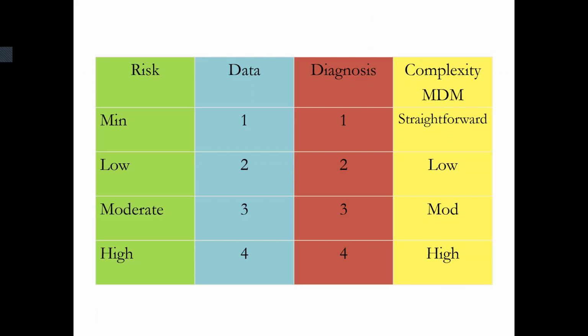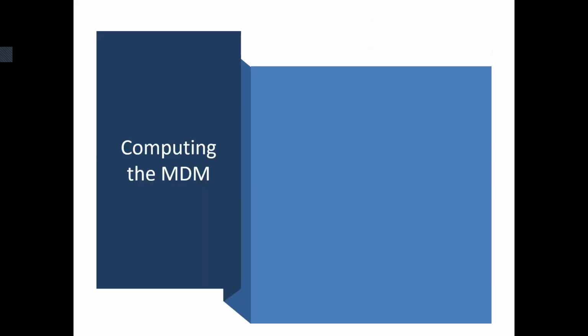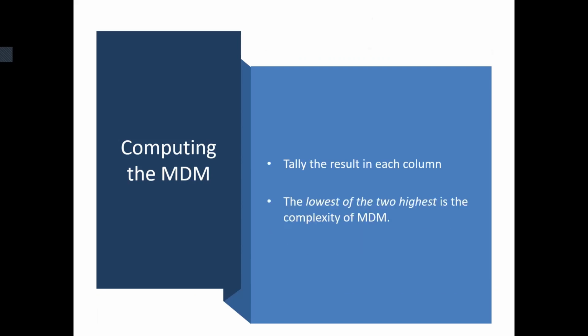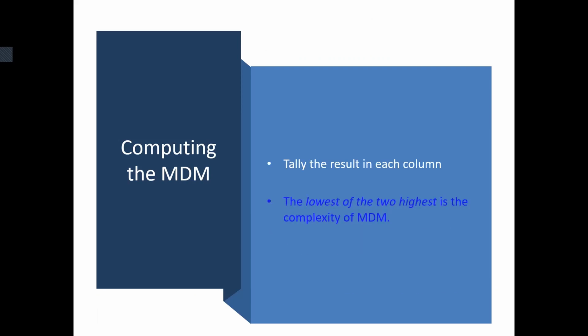And then finally, it will help you determine your complexity of your medical decision making, whether it's straightforward, low complexity, moderate complexity, or high complexity. So what we're going to do is tally up the results in each column. We're going to take the lowest of the 2 highest. This is how the EM guide defines this. So let's walk through a case.